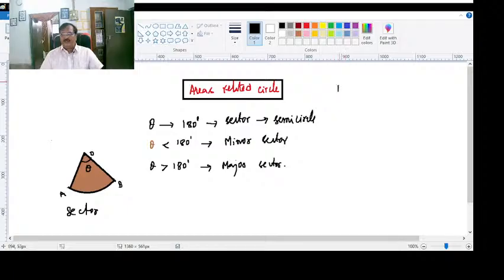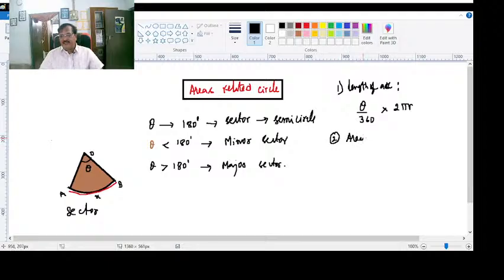Now, sector formulas. First one is length of the arc of the sector. That means arc AXB, this length of arc. So this length we have to find out. For that we have a formula, because this is a part of the whole circumference, theta by 360 into 2 pi r. So this is the length of the arc formula.